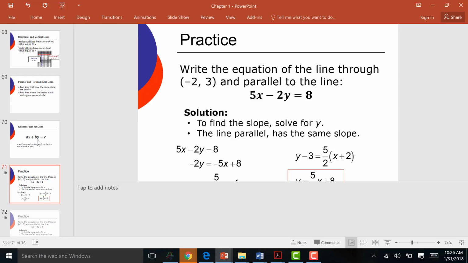Now we're just going to plug in the slope and our point. Here is y minus y1 equals m times x minus x1. I'm plugging in. My y1 is a 3. So here you should label yours. Here's my x1, my y1. And my slope we said is positive 5 over 2, and my x1 is a negative 2.